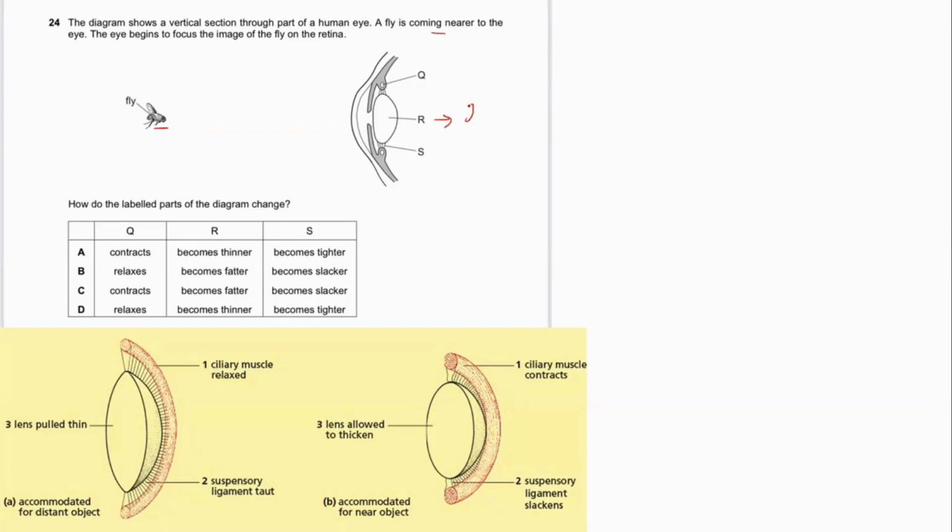So R, everybody knows, is the lens. Now S is the suspensory ligament. So you know that the suspensory ligament suspends the lens properly. So this is the suspensory ligament. And the structure Q is the ciliary muscle. Okay, so there's a ciliary body which has the ciliary muscle. So all these structures are involved in how the eye accommodates itself to view a far object or a near object.